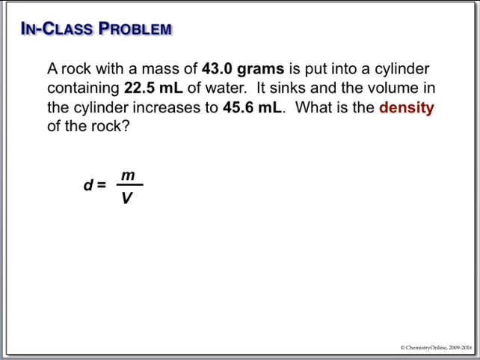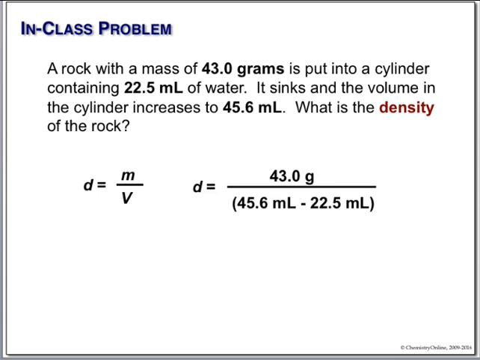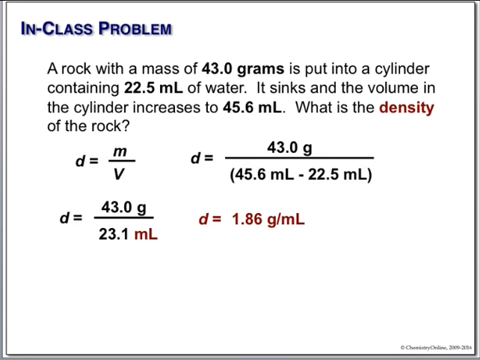So, same equation. Our mass was 43. Here's our difference in our volumes. And all we have to do to calculate the density is a simple division. 1.86 grams per mil, which of course, remember, is the same thing as 1.86 grams per cubic centimeter.